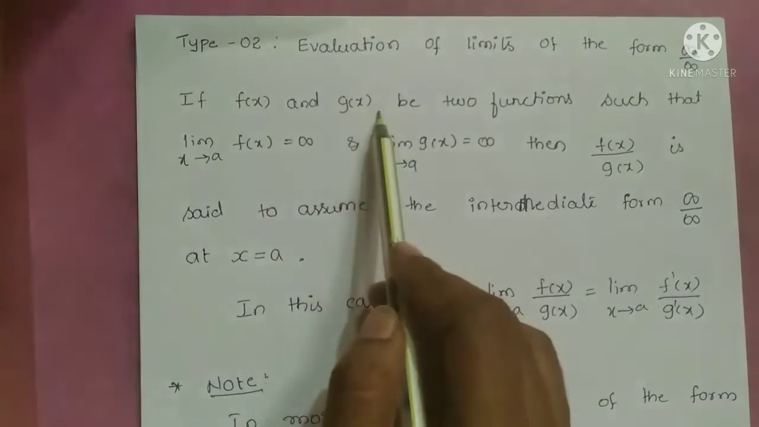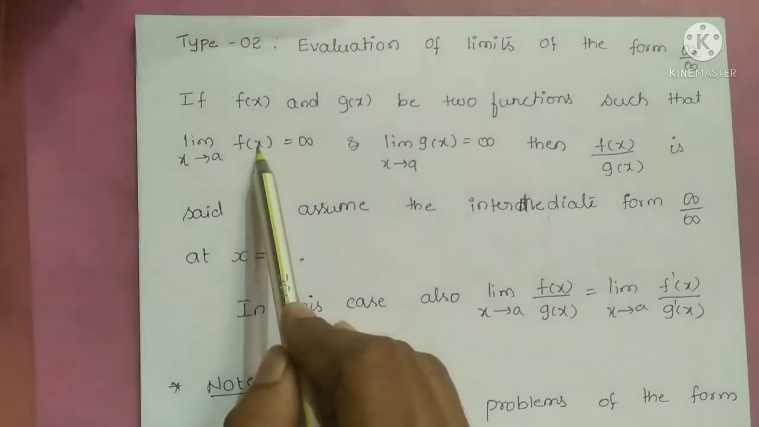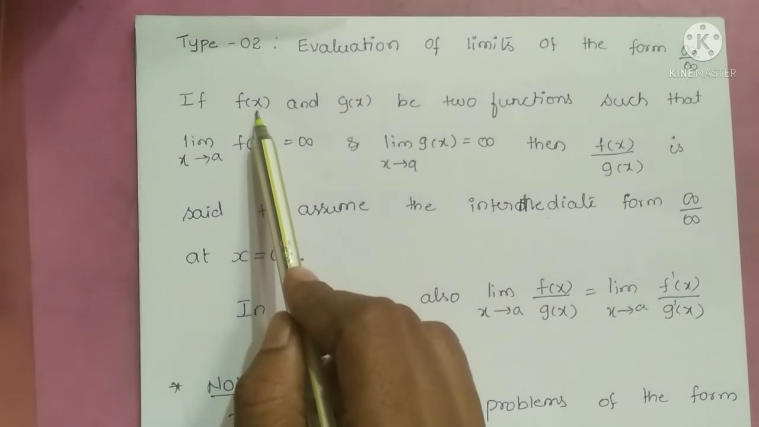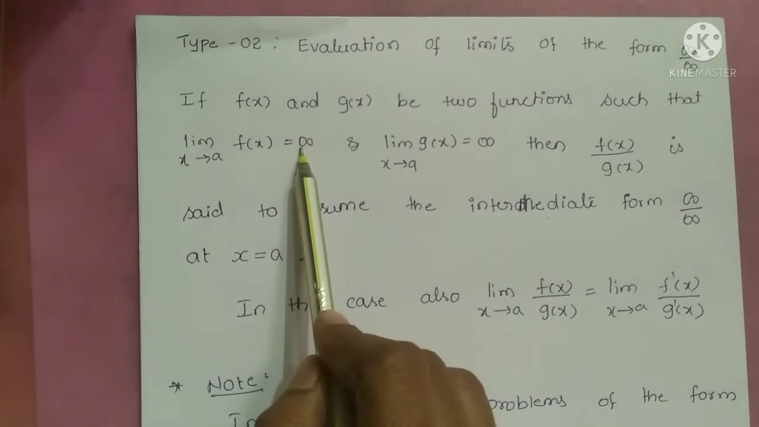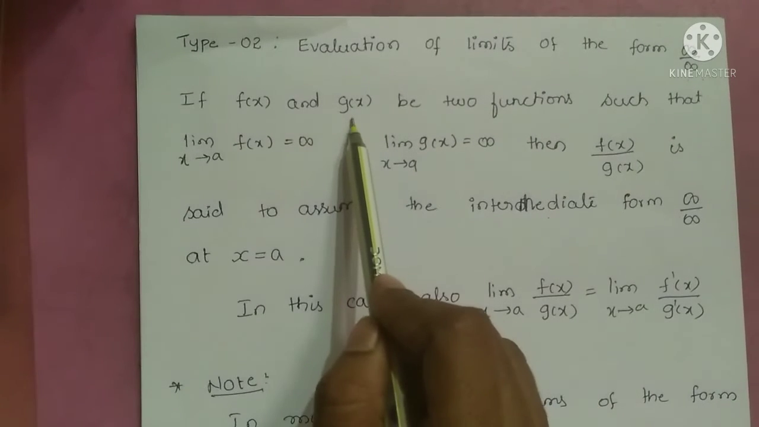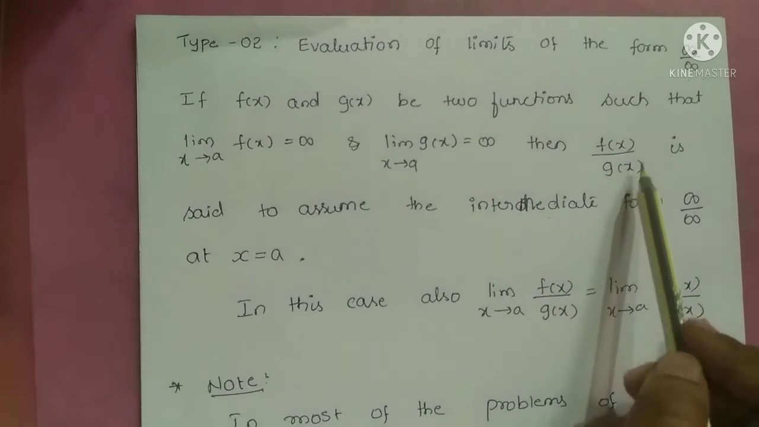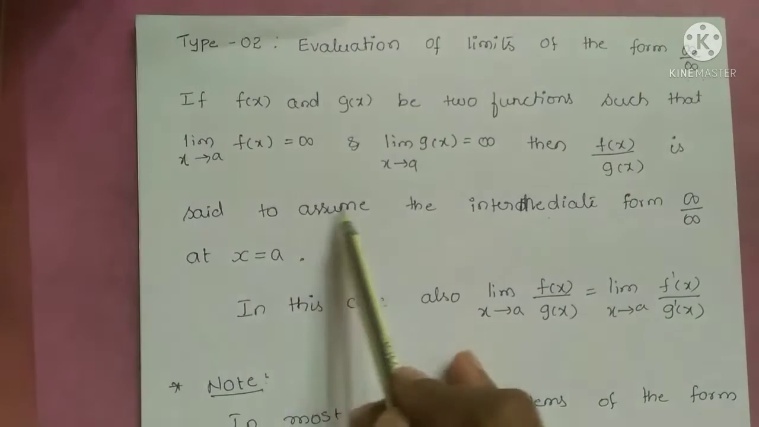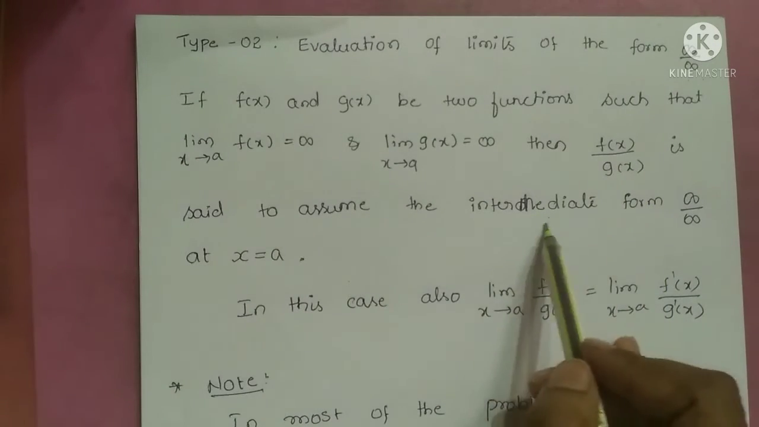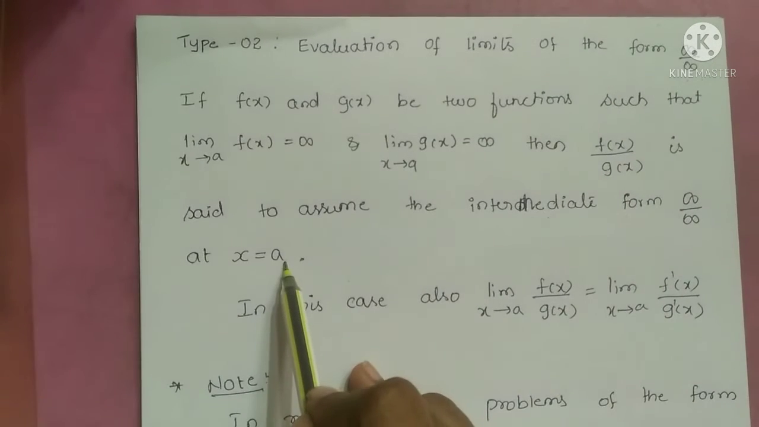If f of x and g of x are two functions such that when you apply the limit for the given function f of x you get the answer infinity, and when you apply the limit for the given function g of x you also get infinity, then f of x by g of x is said to assume the indeterminate form, that is infinity by infinity form, at x equals a.